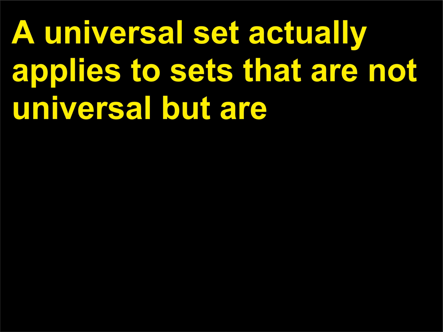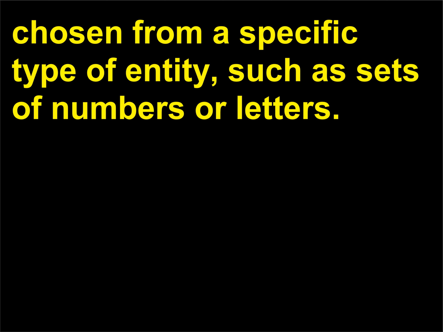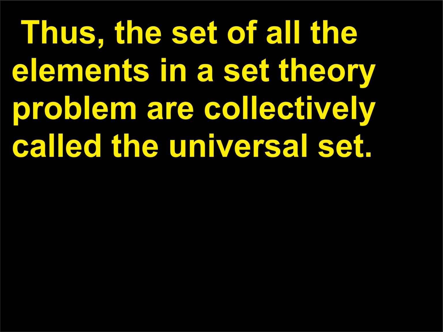What is a universal set? A universal set actually applies to sets that are not universal but are chosen from a specific type of entity, such as sets of numbers or letters. Thus, the set of all the elements in a set theory problem are collectively called the universal set.